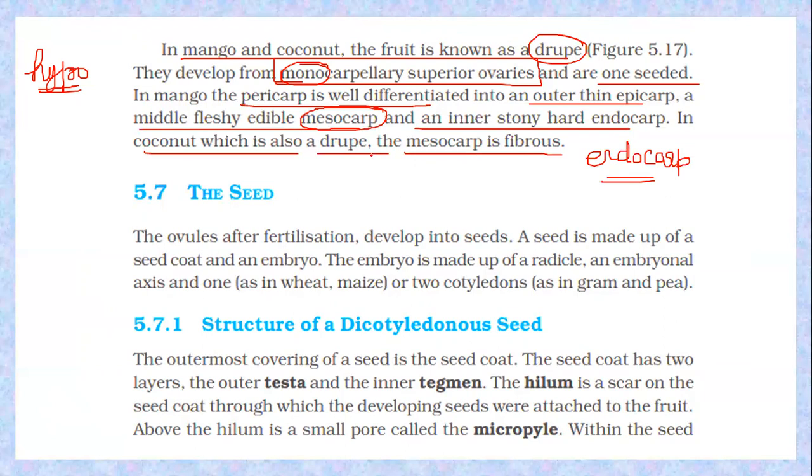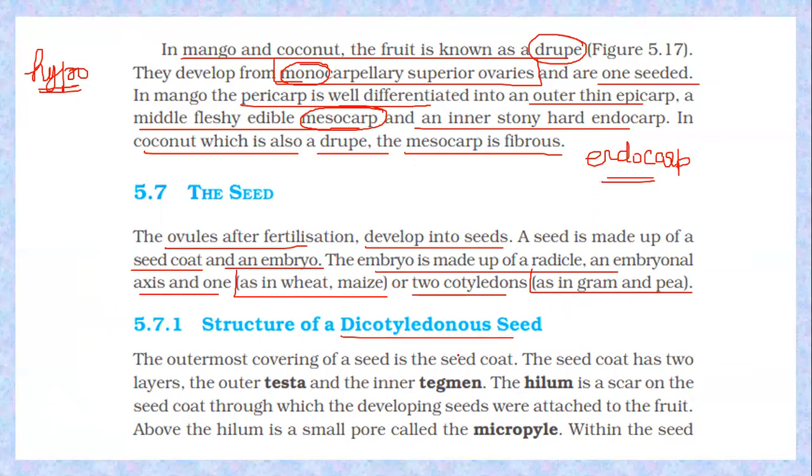You know that after fertilization, the ovules are going to convert into seeds. A seed is made up of a seed coat and an embryo. An embryo consists of a radicle and embryonal axis, one cotyledon in wheat and maize, two cotyledons in gram and pea. That is, in dicot plants, you will find two cotyledons. And in monocot plants such as wheat and maize, you will find a single cotyledon.